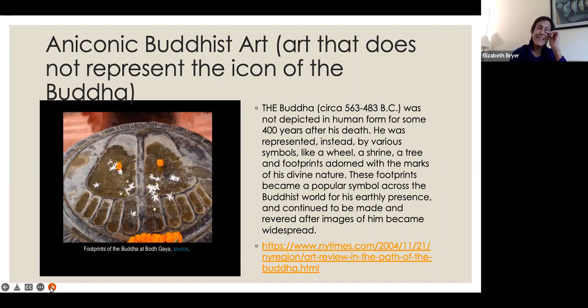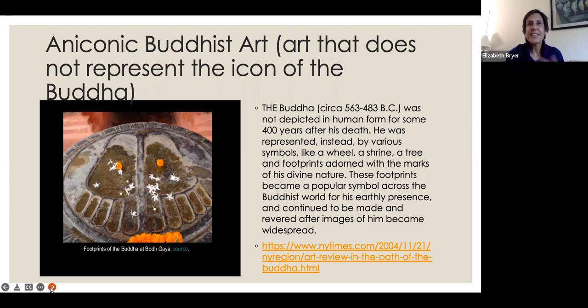All right, so now I'm getting into Buddhist art. And in looking at Buddhist art, I learned this word that I never knew before. It's a good word to know. You can throw it around at a cocktail party and everybody will know you've been to college. Aniconic Buddhist art.